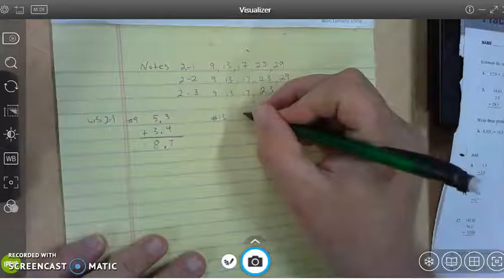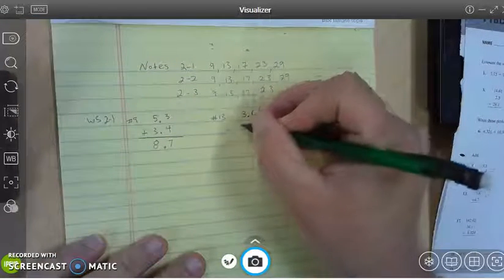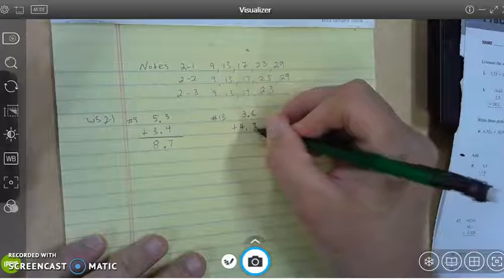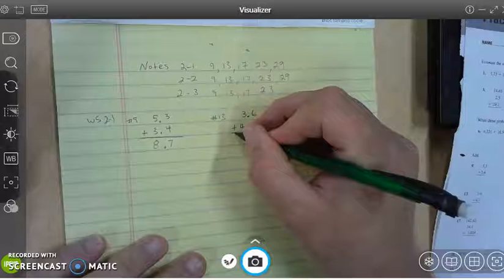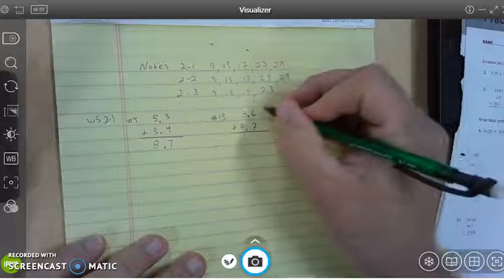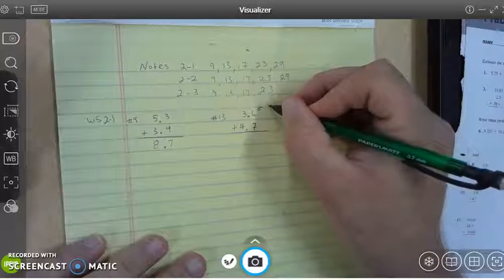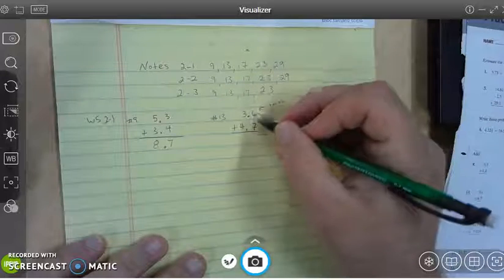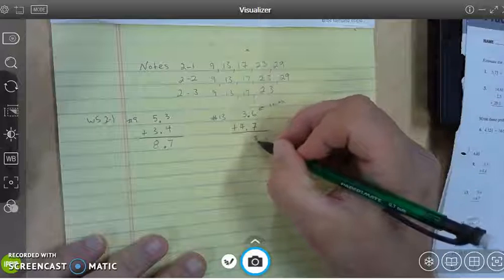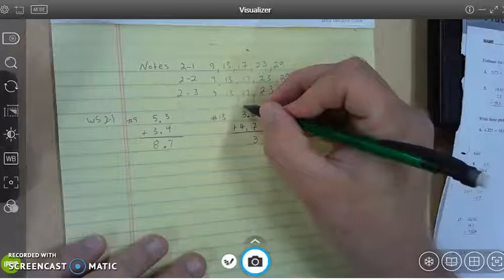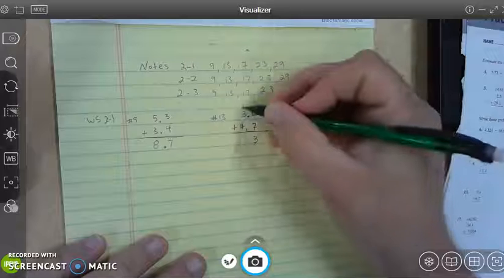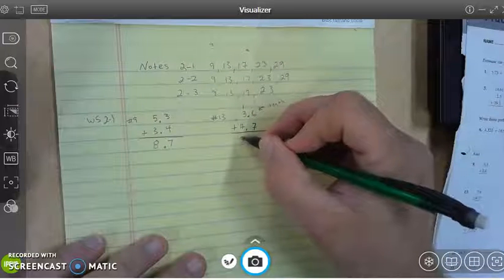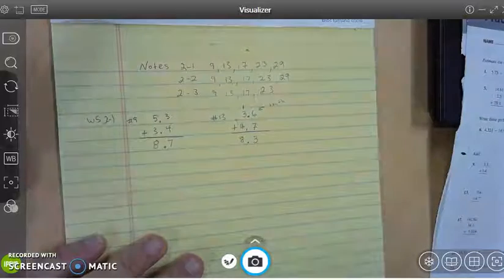13 is similar. 3.6 plus 4.7. And I'm going to make sure my decimals are lined up. Remember these placeholders, this is called the 10th place with a TH. So my 10th places add up to be 13. 6 plus 7 is 13. I'm going to bring the 1 up here. 1 plus 3 is 4, and 4 plus 4 is 8. So this adds to be 8.3.